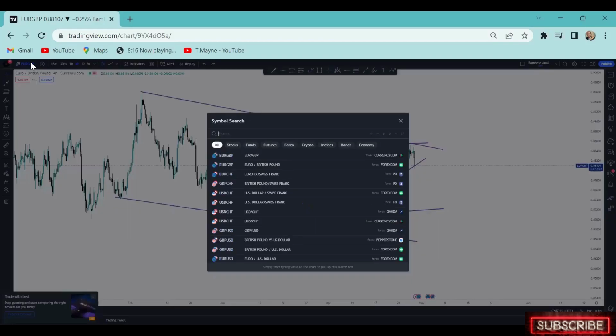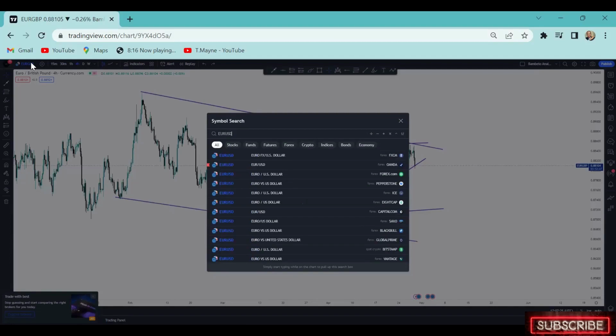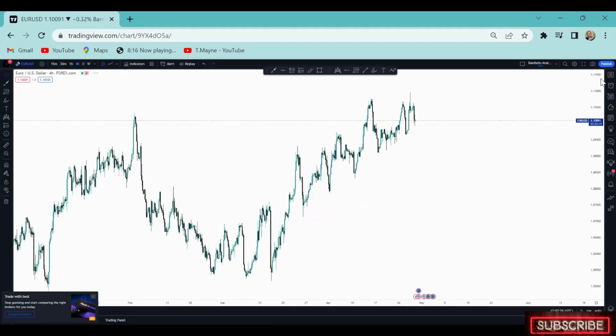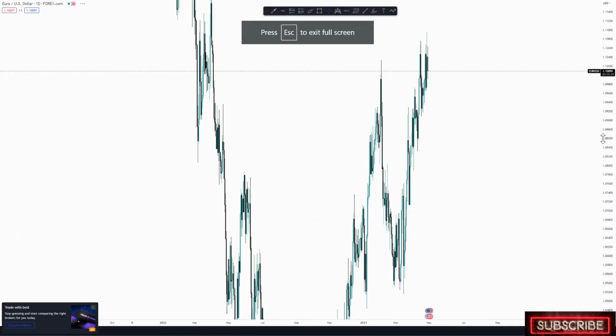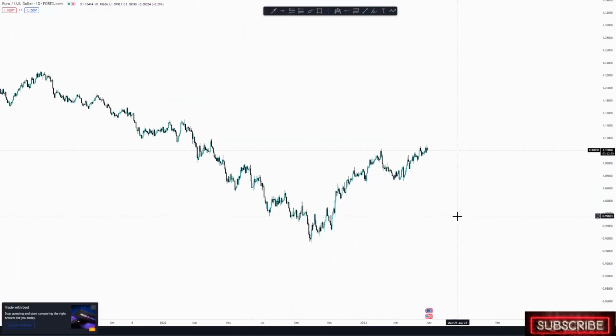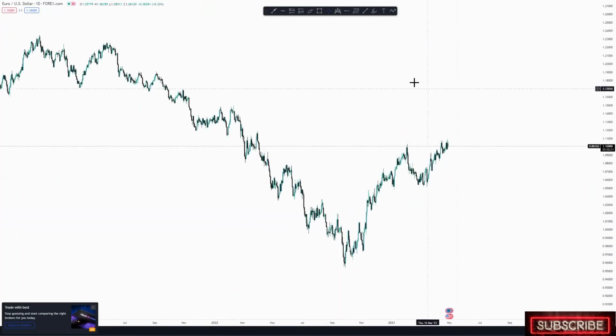So let's move forward now to another currency pair, which is Euro USD. We're going to start as well on the daily time frame, and it's important for us to zoom out so that we can spot what is going on on Euro USD.